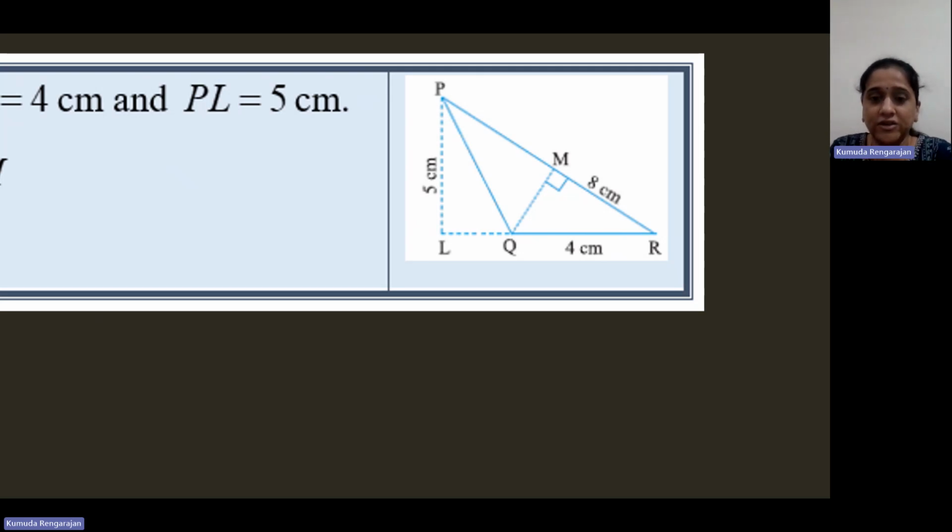So this is RQ produced, not QR produced. QR produced means it will go like that. RQ produced, like this. Okay, we'll see again. Name the triangle.